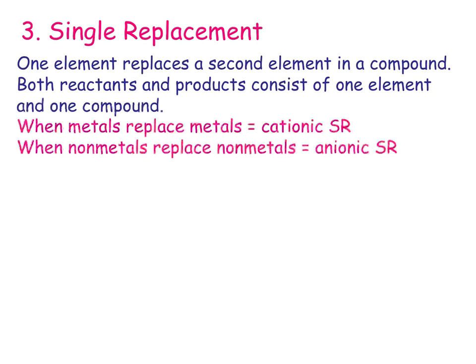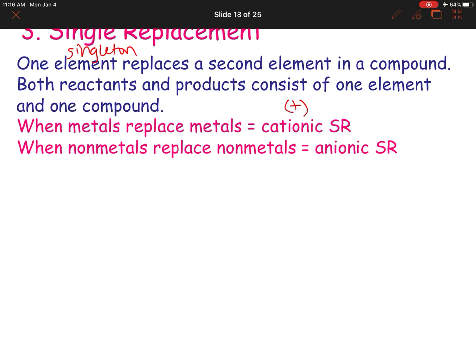In a single replacement reaction, one element that is a single element replaces another element in a compound. So I like to call this the singleton. So the singleton is going to replace an element that's in a compound, which has been bonded. Both of the reactants and the products consist of one element and one compound. When metals replace metals, we call it a cationic single replacement, because remember, cations are positive. Metals would be positive oxidation states. When nonmetals replace nonmetals, we call that anionic single replacement. Okay?